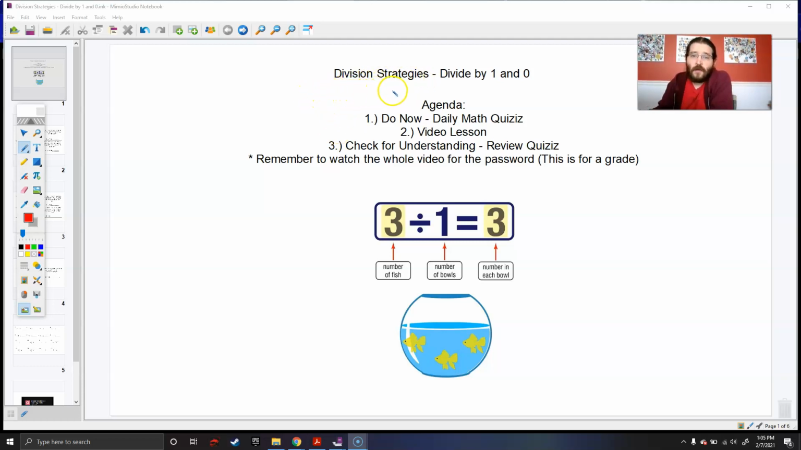Today we're going to be going over some division strategies, and we're going to be focusing on dividing by 1 and 0. All right, so our agenda for today, first things first, the do now, that daily math quiz.